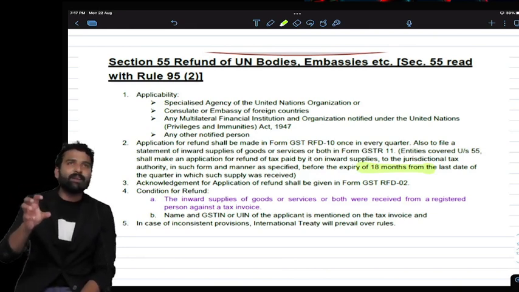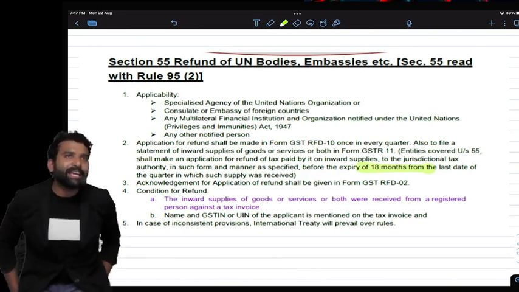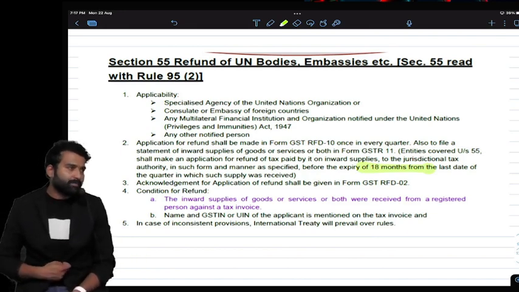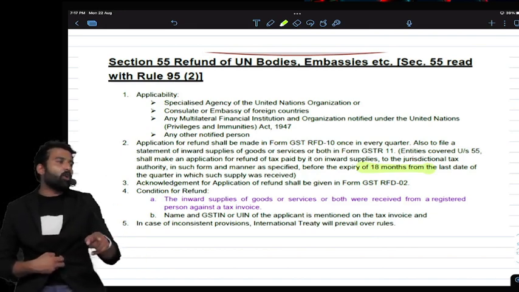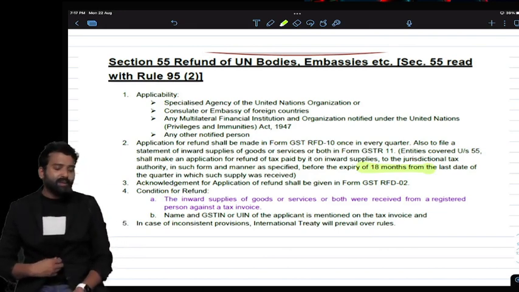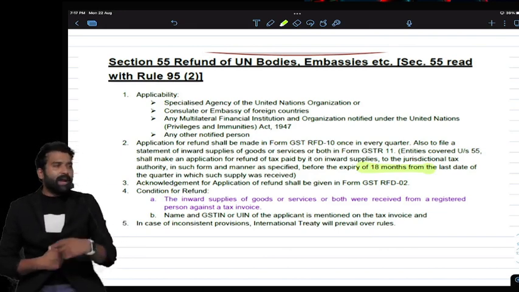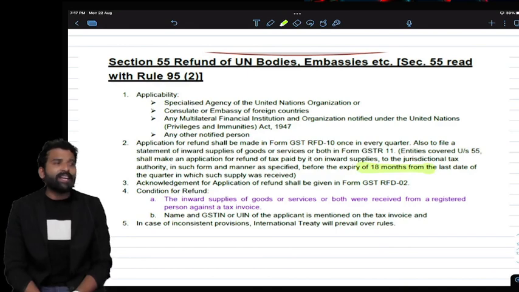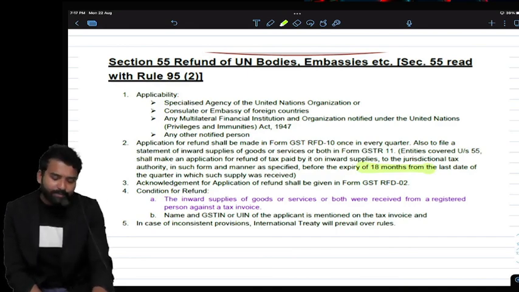So for example, they received some inward supply in the July to September quarter. So after the end of the quarter, within 18 months, they have to file a refund application and they have to file a return called GSTR 11. It is for UN bodies and embassies. They are called UIN holders. So they can also claim the refund.